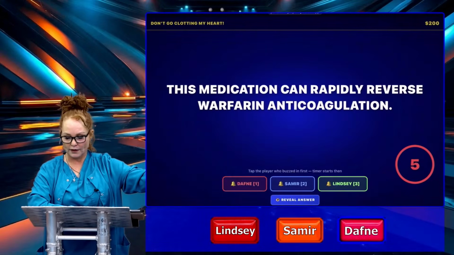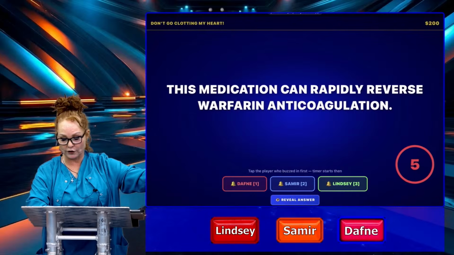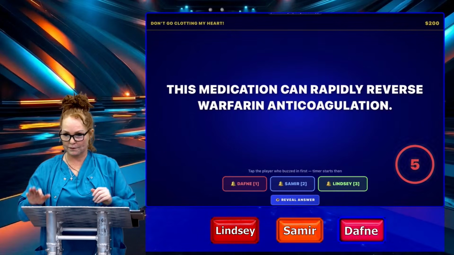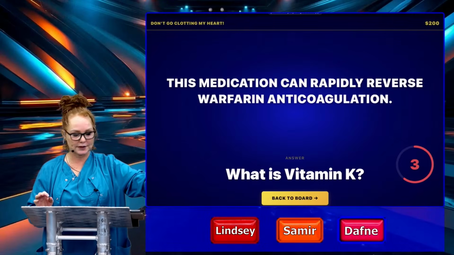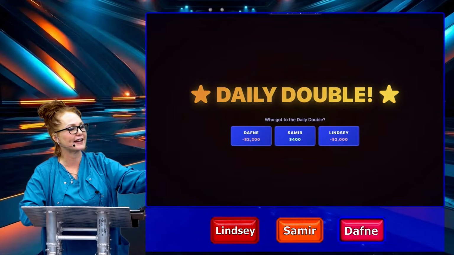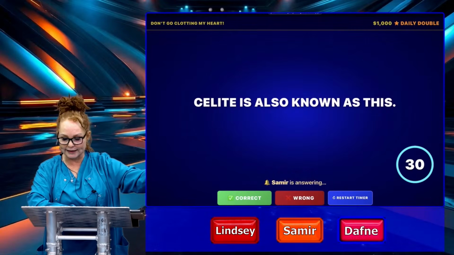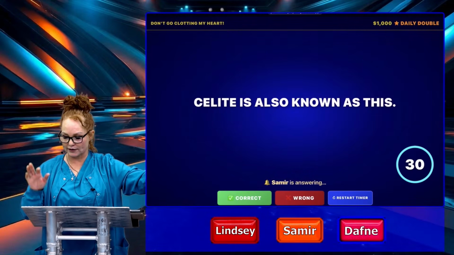Don't Go Clotting My Heart for 200. This medication can rapidly reverse warfarin anticoagulation. Samir, what is vitamin K? That is correct. Good job, Samir. Back to the board. Don't Go Clotting My Heart for 1,000. Double. Samir is going to wager 1,000. Celite is also known as this.